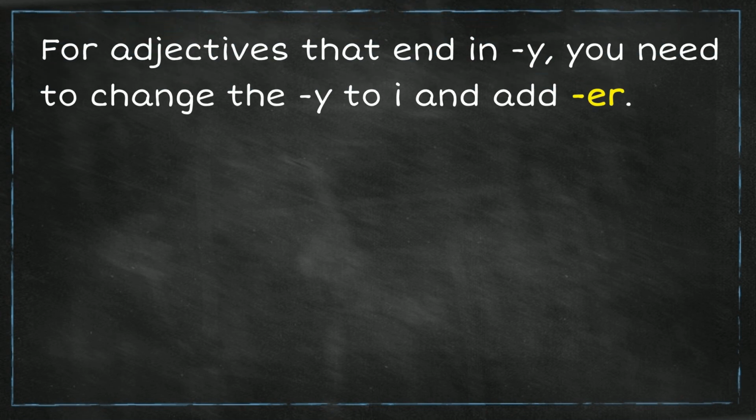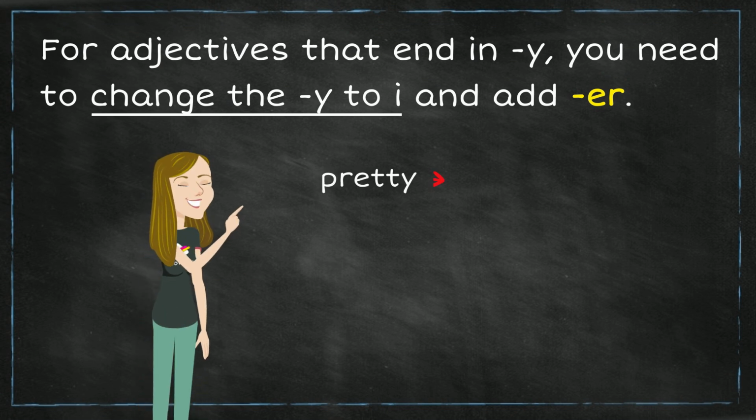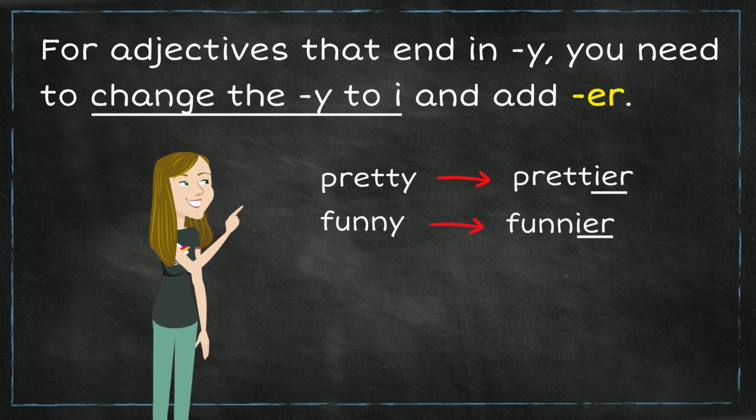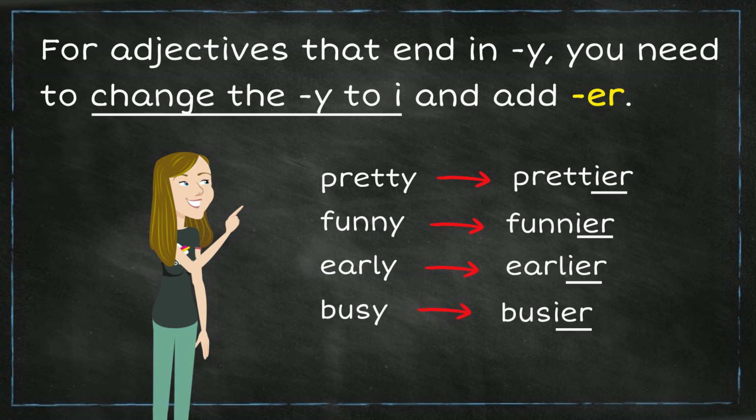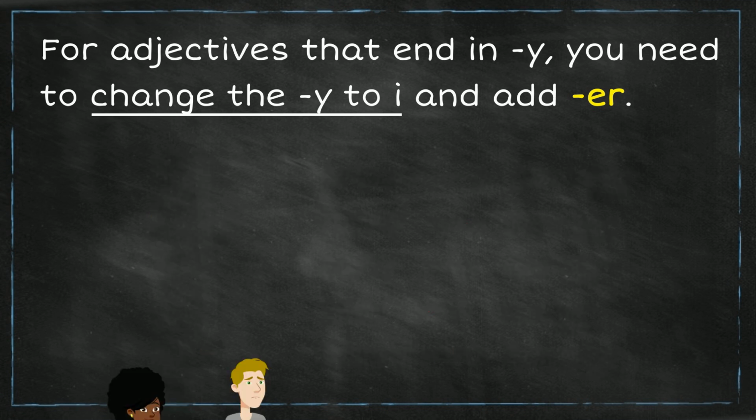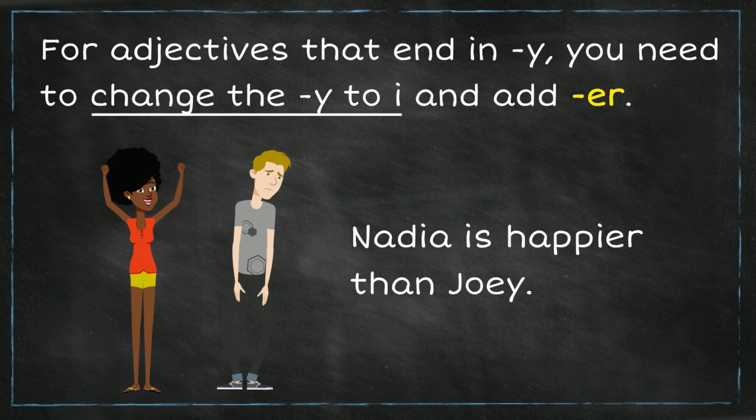For adjectives that end in y, you need to change the y to i and add -er. For example, pretty, prettier. Funny, funnier. Early, earlier. Busy, busier. Happy, happier. Nadia is happier than Joey.